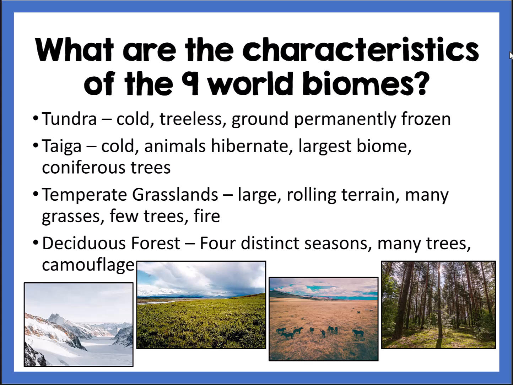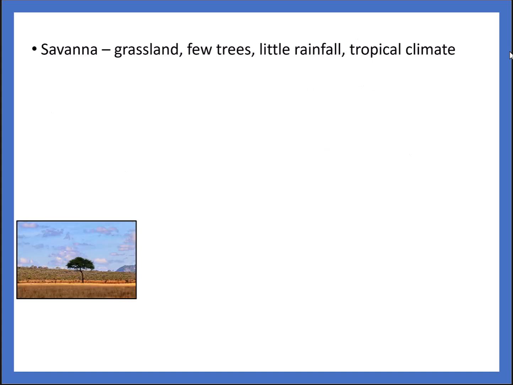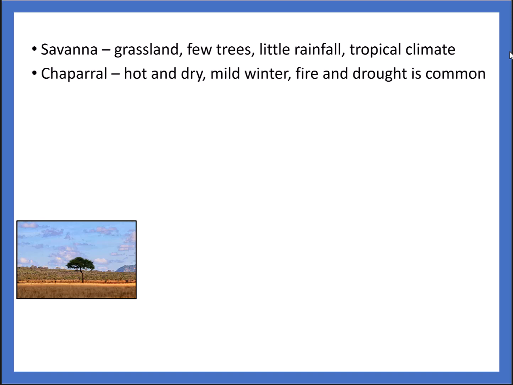Deciduous forest is next. Deciduous forests have 4 distinct seasons, many trees, and organisms that live in them often have a certain amount of camouflage that helps them to survive from predators. The savanna is similar to a grassland. It has a few trees and little rainfall, but it has a more tropical climate. Chaparral is hot and dry, has a mild winter, and fire and drought are common.